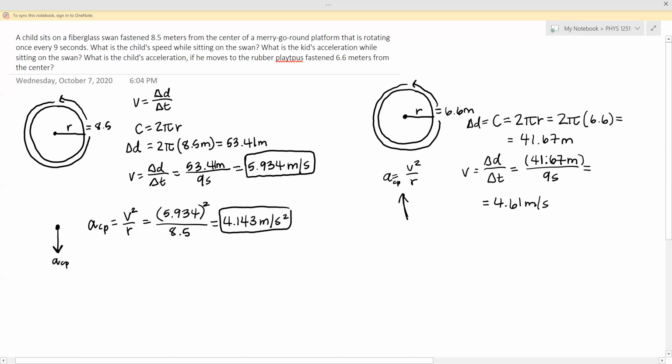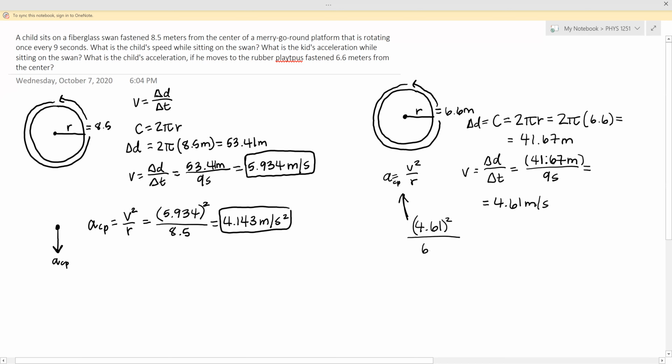And so now to find the centripetal acceleration, which is going to be the child's acceleration as he's sitting 6.6 meters from the center, we do v squared over r, and v is 4.61 meters per second, squared, over r, which is the radius, which is 6.6. And then we plug that into the calculator, and we get that the centripetal acceleration is 3.217 meters per second squared.